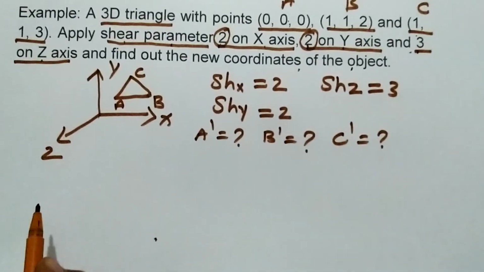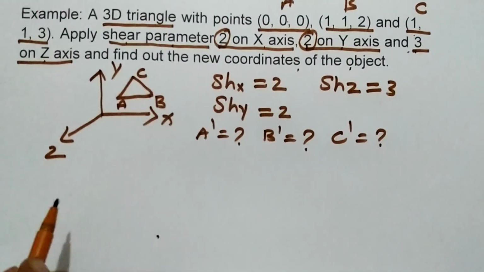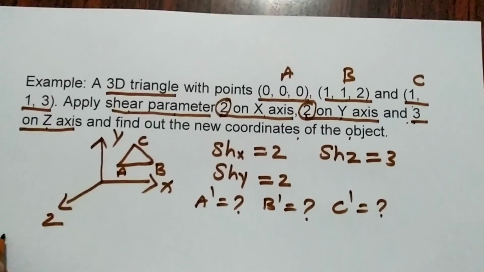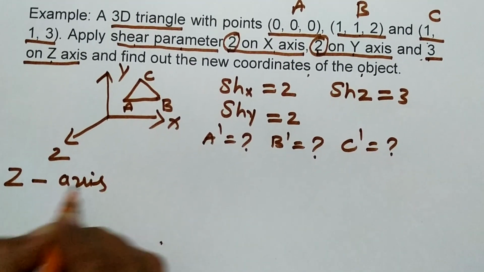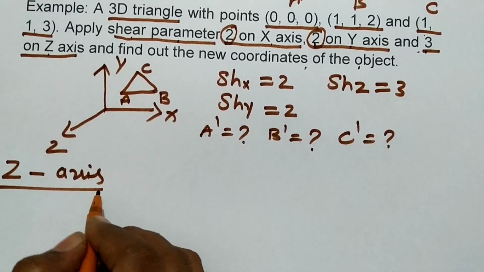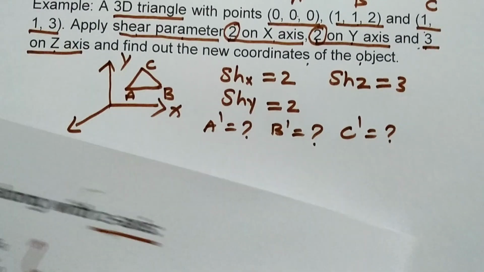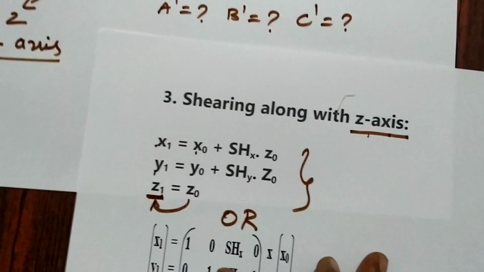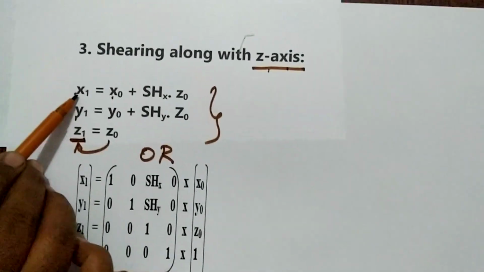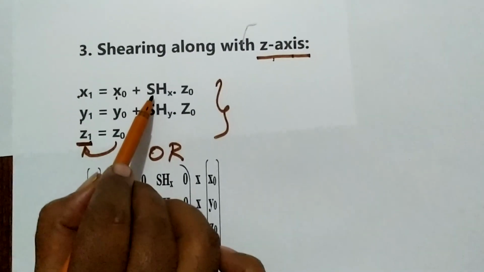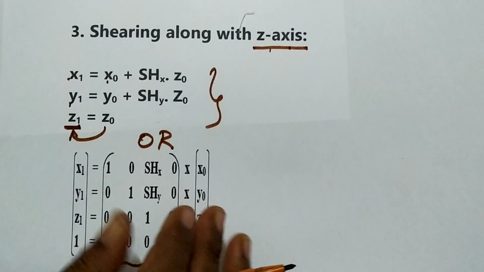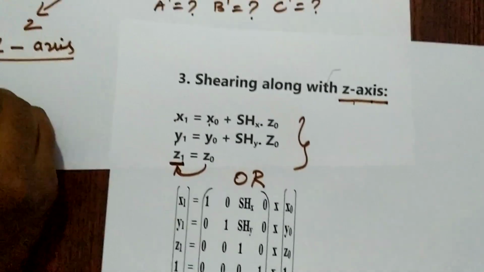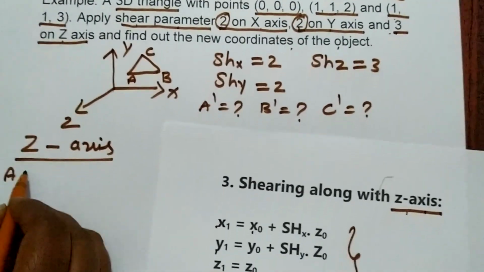Okay, now in this example I will show only one out of these 3. We will perform shearing along z-axis. To perform a shearing along z-axis, we need to use the equation just we have discussed. What's the equation here? x1 equals x0 plus shx into z0, y1, z1 like this. Okay, now we'll perform for the point A.